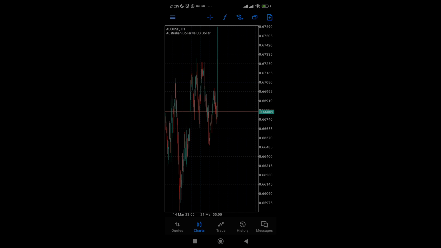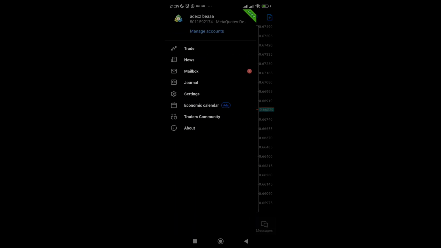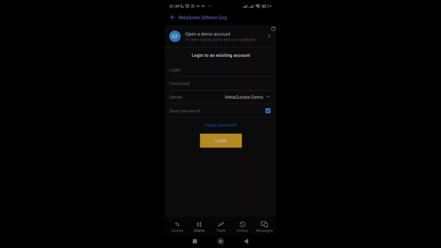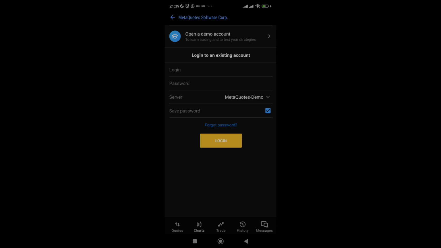So to open a demo account, you can just tap on this here, then tap on manage account. If you see manage account, then tap on this plus here, right? Once you see that plus, tap on MetaQuotes, then tap on open demo account, fill all this and tap register. Just tap this one and tap register. I won't be tapping it because I've done that before. Do you understand now? Okay, so that's how to do it.